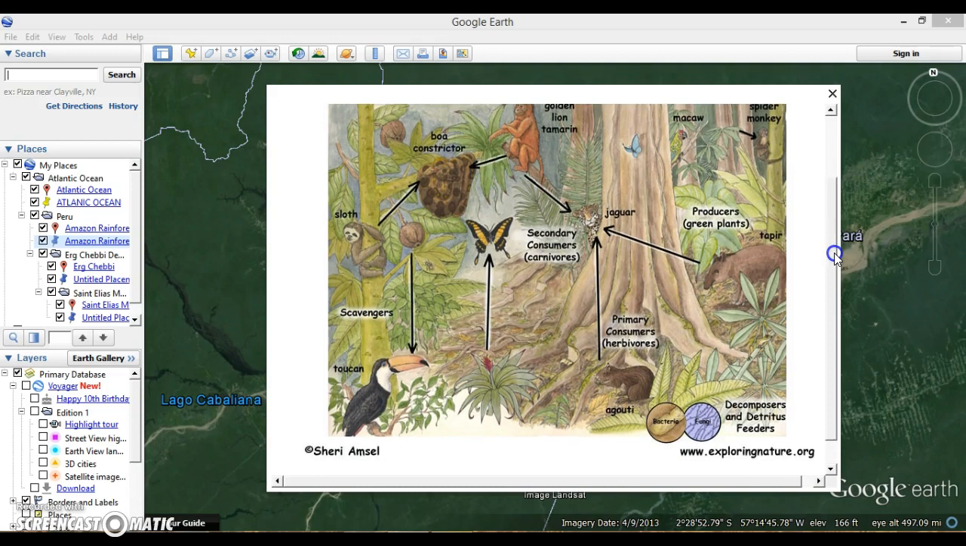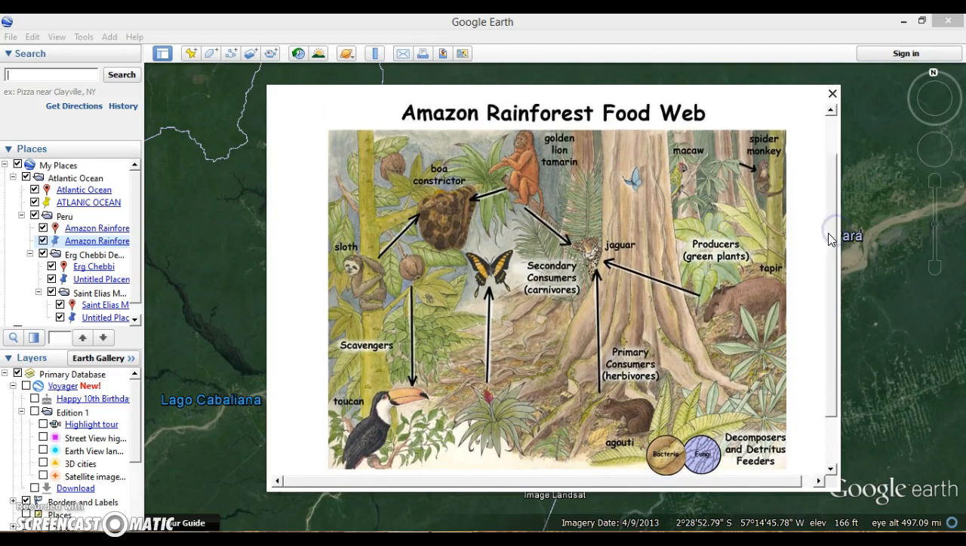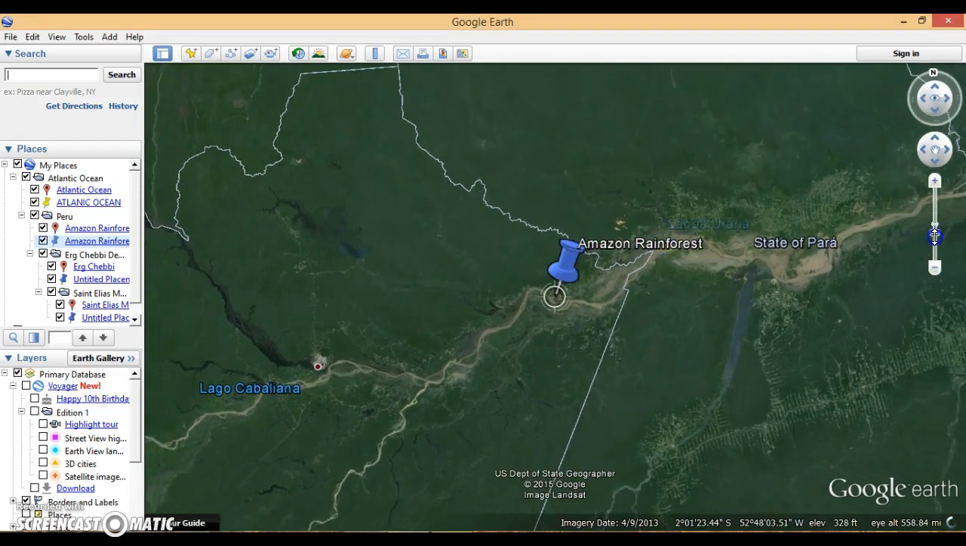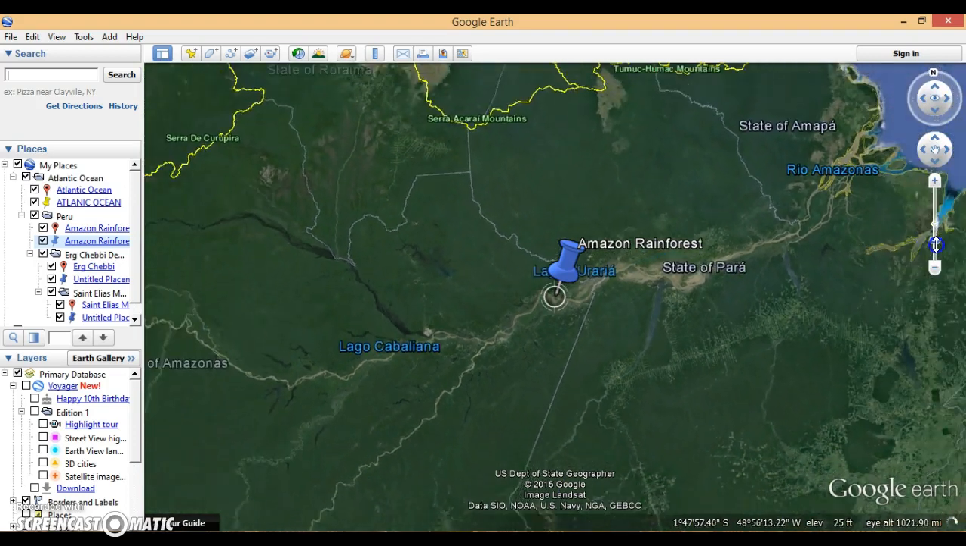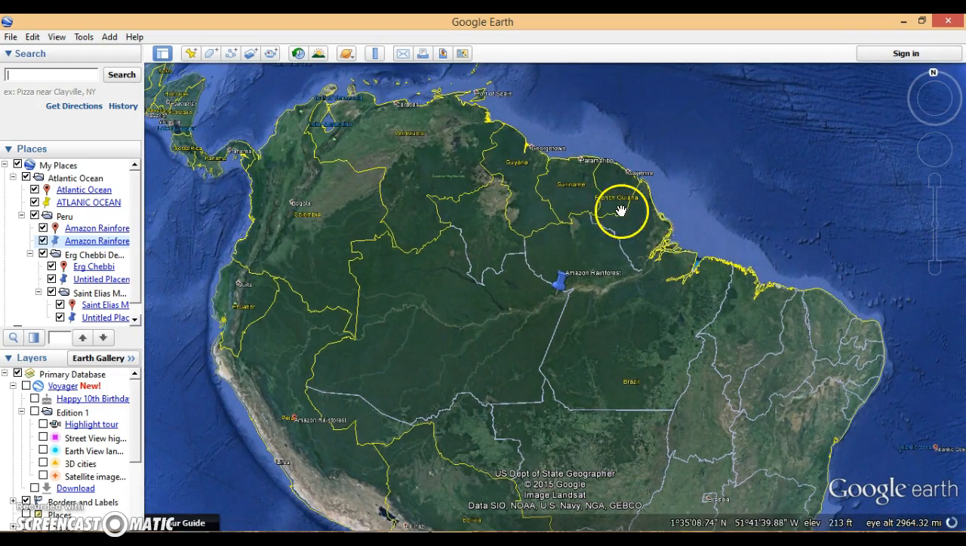At the top of the food chain in the rainforest you would have a jaguar. The jaguar is a carnivore and eats meaty animals such as the agouti, tapir, tamarin, and the sloth. And then, like I said before, the rainforest is located in South America and is in around this region.